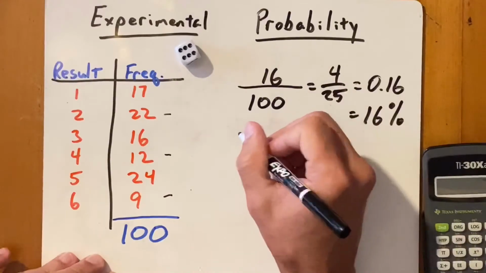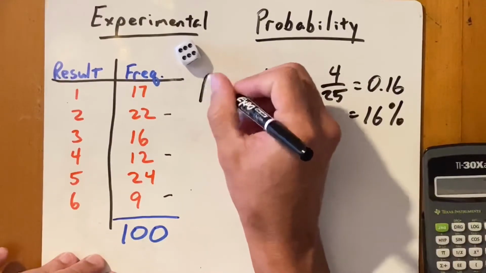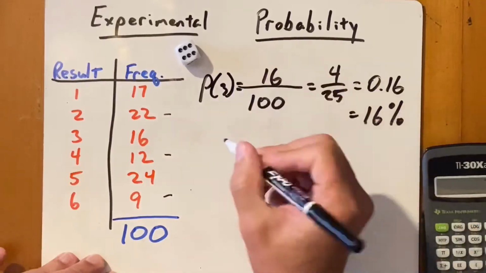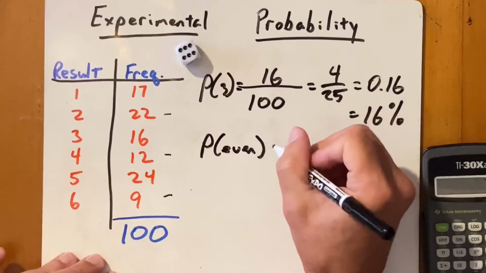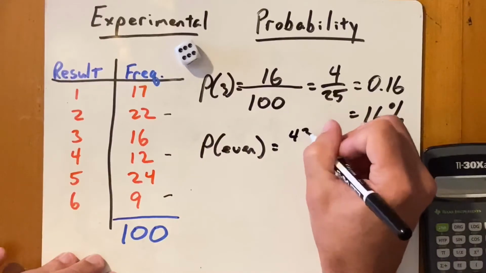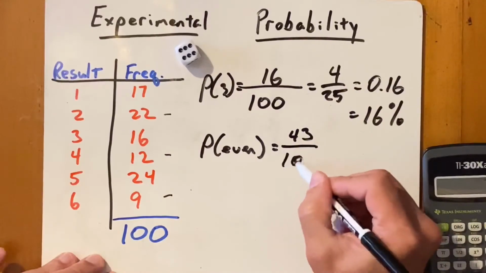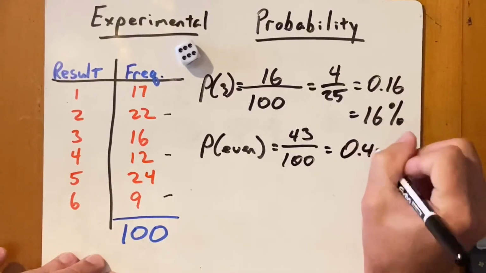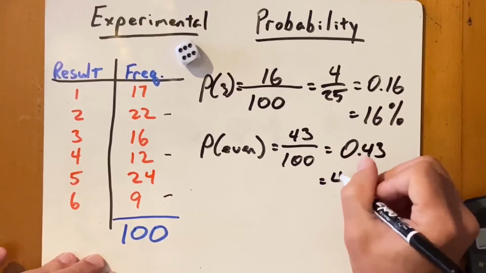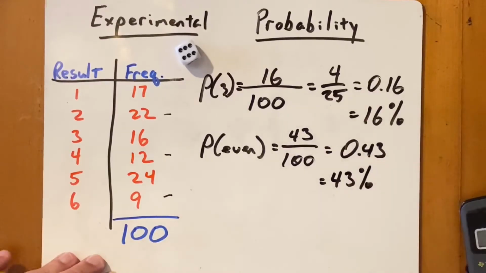So my frequency, in this case, this was the probability of 3. Here we're doing the probability of an even number, and we said that came up 43 times out of our 100 trials. So in decimal form, that would be 0.43, or a 43% chance that an even number would come up. That was a very simple example based on our 6-sided number cube. Let's take a look at some other scenarios as well.